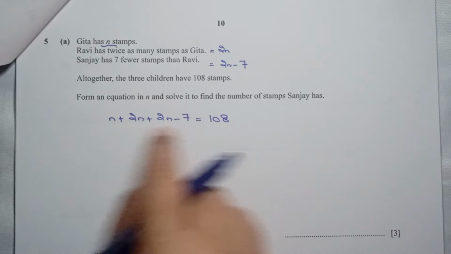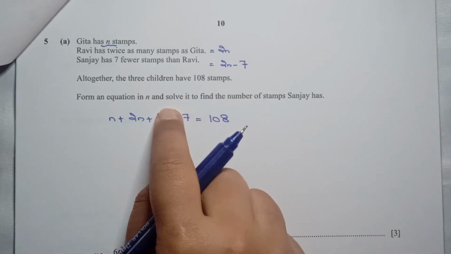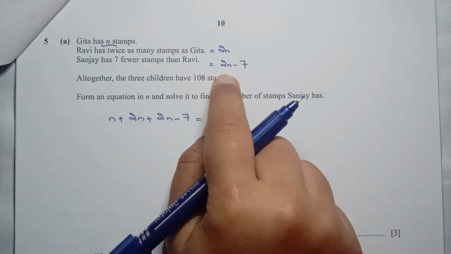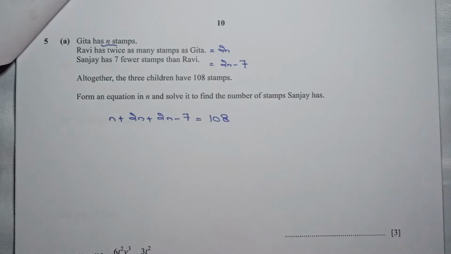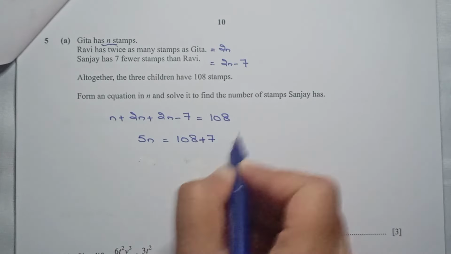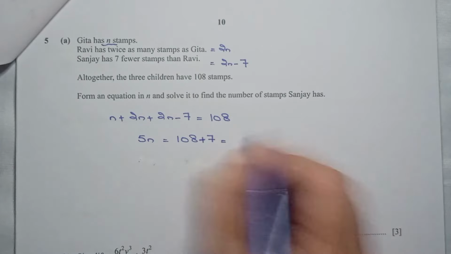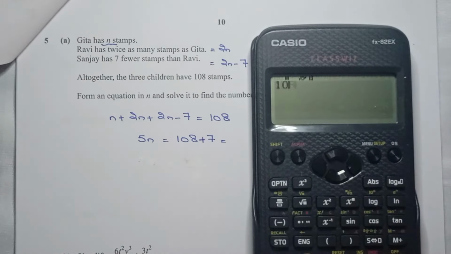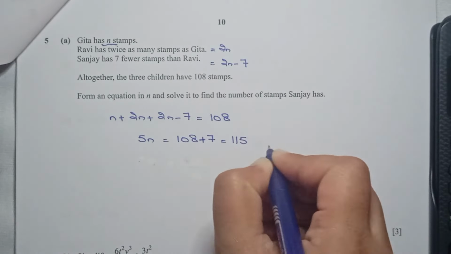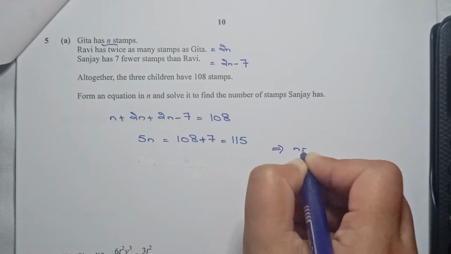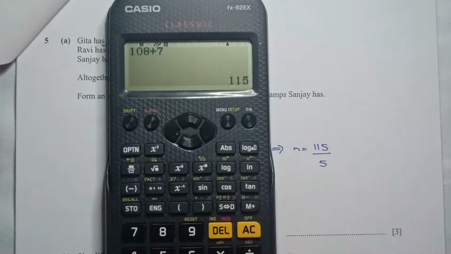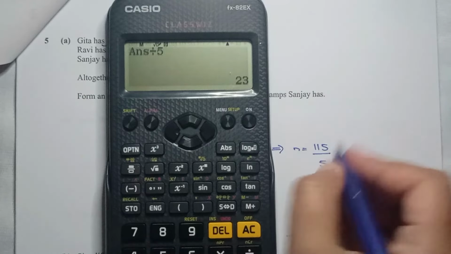Form an equation in n. So this would be the equation and solve it. Find the number of stamps Sanjay has. So this would be for Sanjay. We need to find n and put it over here and find out the number of stamps for Sanjay. So n plus 2n plus 2n minus 7 would be 5n minus 7 equals 108. This would be 108 plus 7, which is 115. So from here, n would be equal to 115 divided by 5, it would be 23.